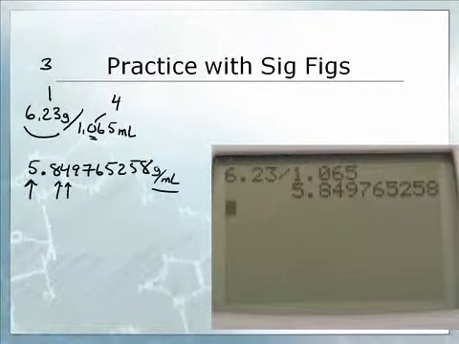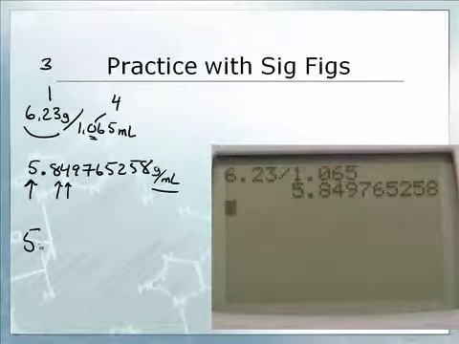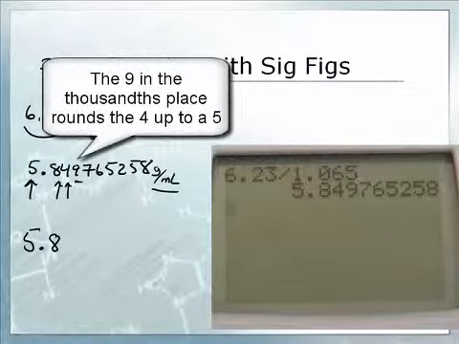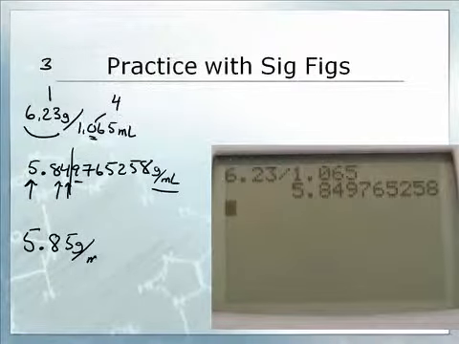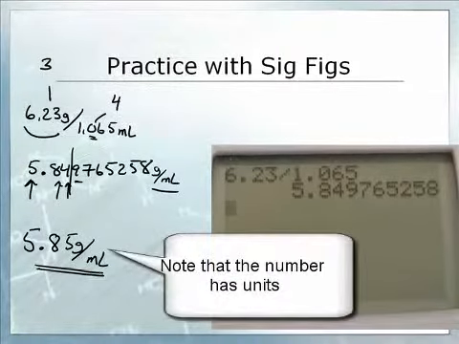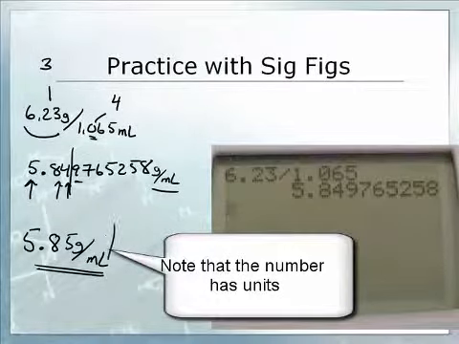Now, be careful. Even though we want 5.84, wait, is it going to be a 4 or is it going to be a 5? Notice we have to look at the next digit. The next digit is a 9, that means we're going to round up. So that'd be 5.85 grams per milliliter. Good. Do not write the calculator answer. No, never. All right. Let's do another one.